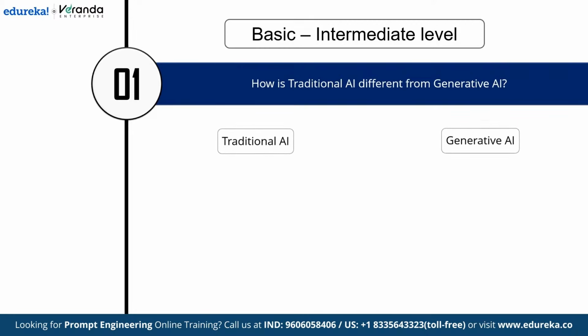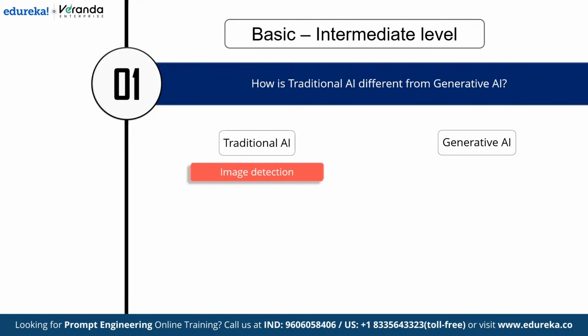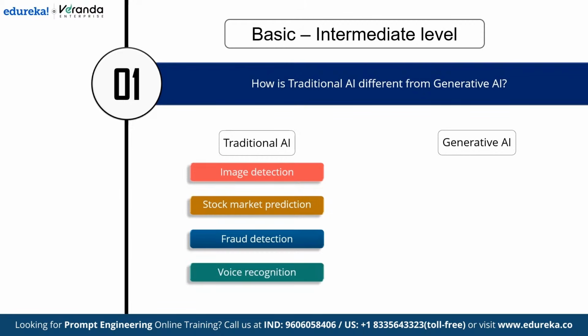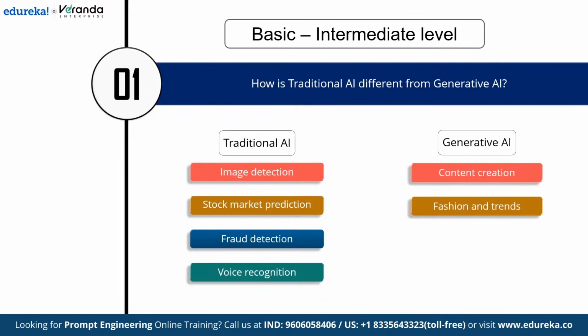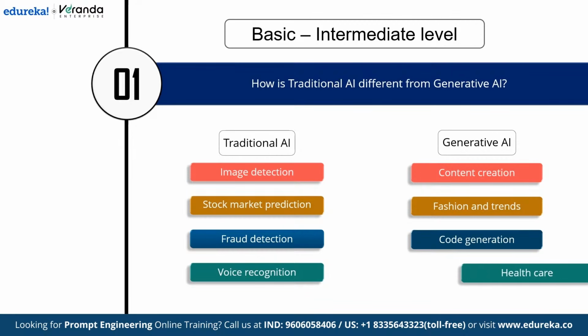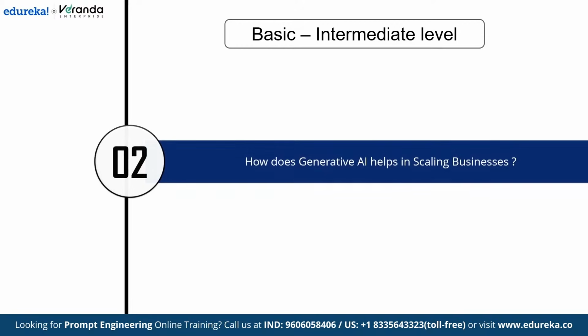So here are some examples to differentiate traditional AI and generative AI. Traditional AI is used in applications like image detection, stock market prediction, fraud detection, and voice recognition. Whereas generative AI is utilized for tasks such as content creation, predictive fashion trends, code generation, and advancements in healthcare industries. Moving on to the next question.